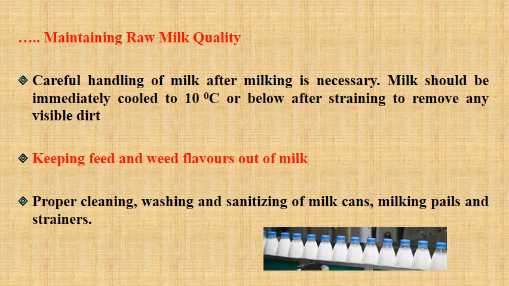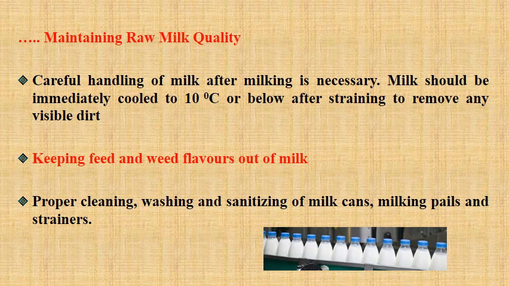So once again, in continuation about maintaining raw milk quality, we need to have careful handling of milk after milking. Milk should be immediately cooled to 10 degrees Celsius or below after straining to remove any visible dirt. After the milking is done, it has to go to a collection center. It should be cooled down at the earliest possible, and preferably it can be strained so that some dirt can be removed. That will reduce the microbial load.